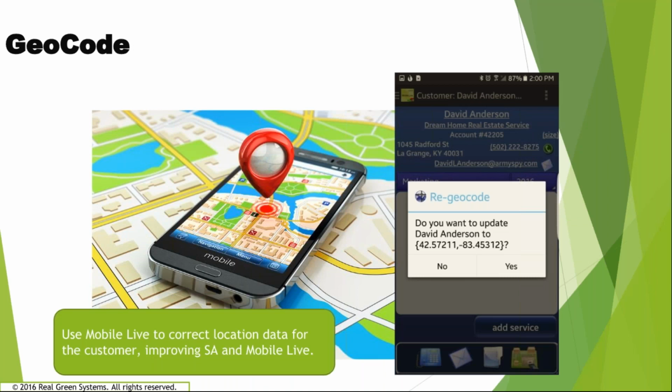We can re-geocode the customers while we're out in the field. So if the truck takes us to a space that's halfway down the block from where it's supposed to be, you can pull up in front of the correct house and reset the geocode. So the next time you come to that property, it will be correct.